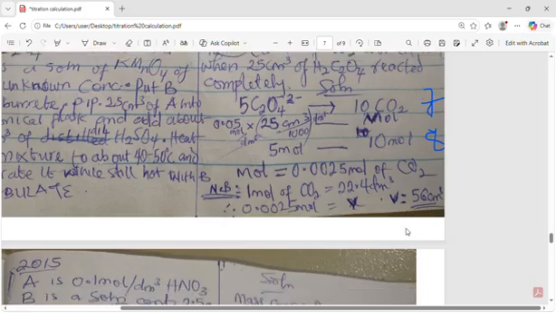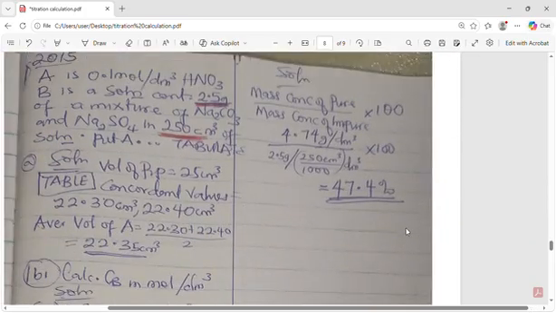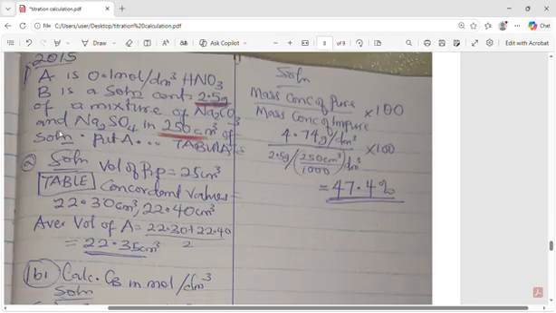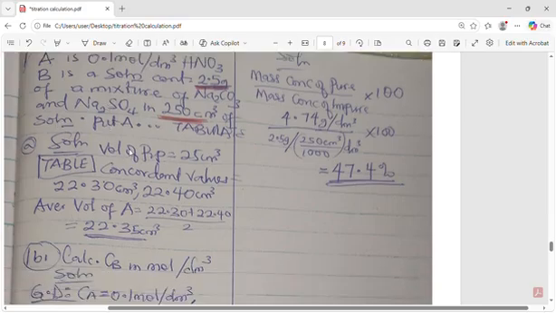So then the last question for this class is a 2015 question. So A is 0.1 moles per dm³ HNO3. B is a solution containing 2.5 grams of the mixture of sodium carbonate and sodium sulfate in 250 cm³ of solution. So do the necessary things. First thing, volume of pipette, always 25 cm³. Draw your table, bring out your concordant values.